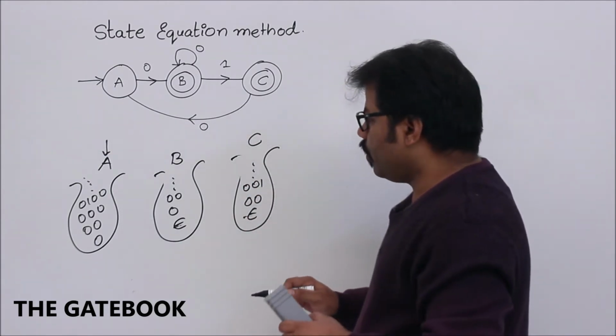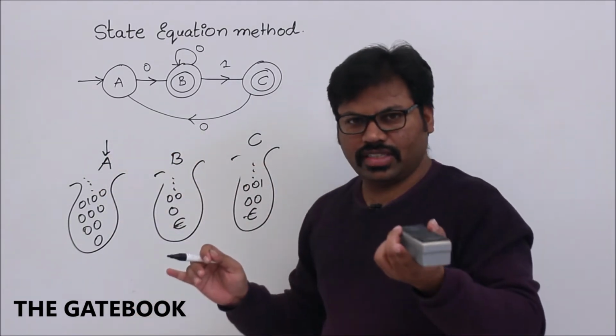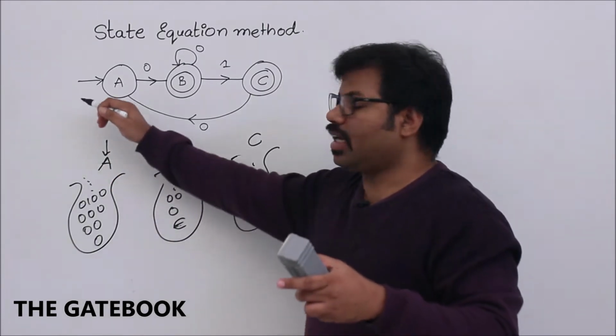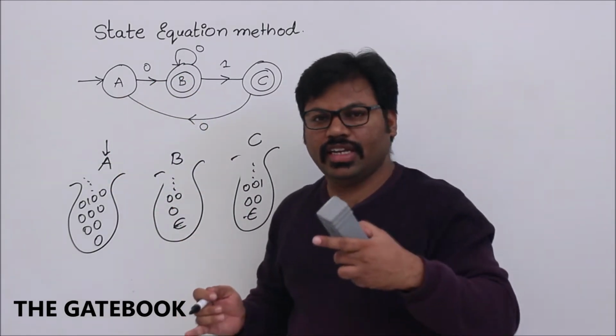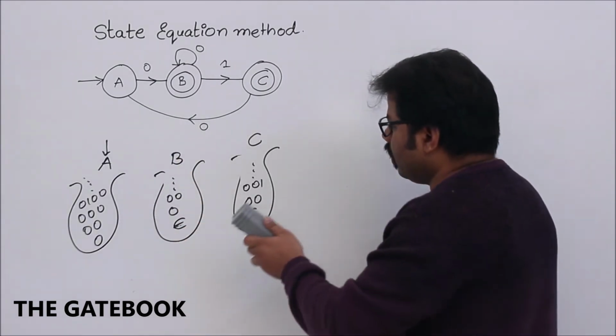Now what we are going to do is write state equations for A, B, C. Same thing: what is A? A is nothing but the collection of strings which eventually lead us to a final state when we start at A. That's it. Same way for B and C.